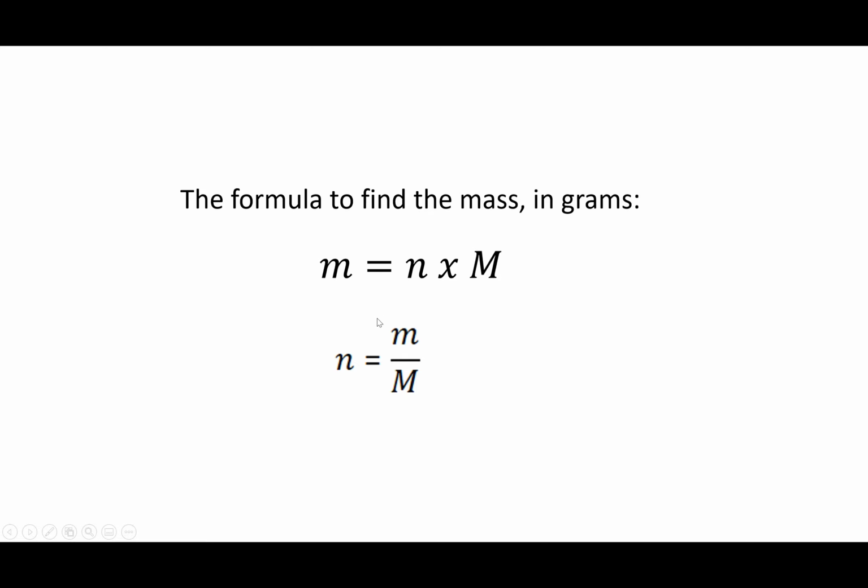Now, traditionally, we actually rearrange this formula and we often talk about it as moles is equal to mass divided by molar mass. And that's simply a rearrangement of our derived formula. When we want to put this into a triangle, mass is going to be at the top, moles in the bottom left, and molar mass in the bottom right.